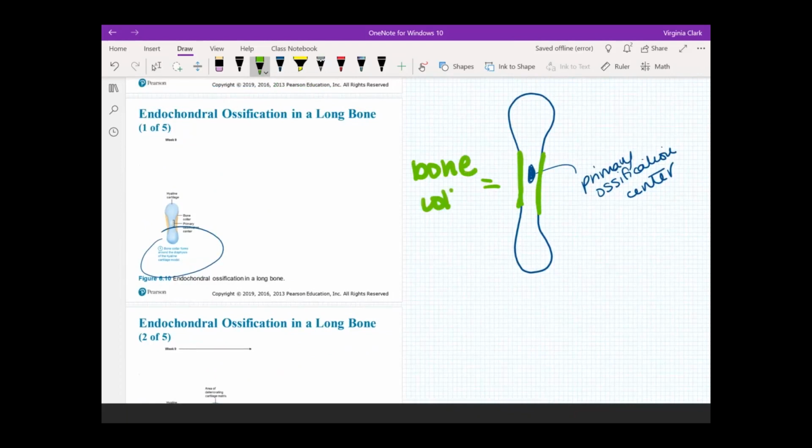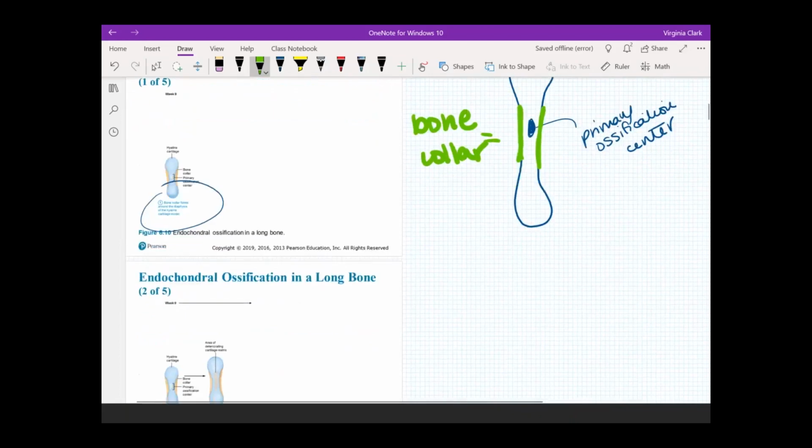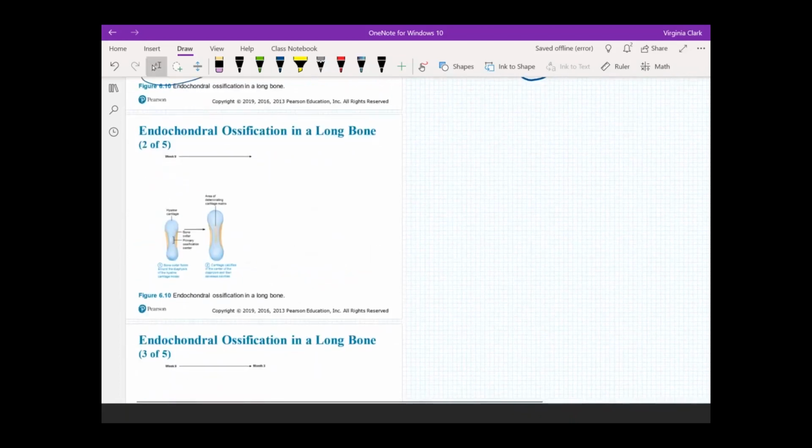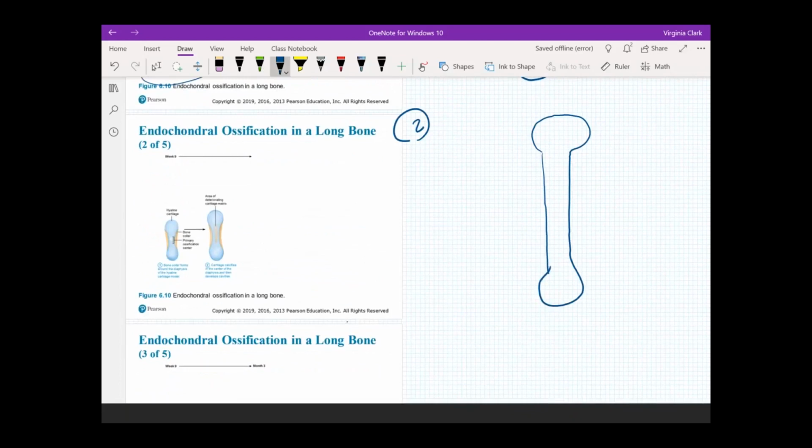So what's happening with this bone collar is we are essentially going to start hardening from the middle, and then we're going to go outward. So what's going to happen in step 2 is with our bone collar, we now have our epiphyses, our diaphyses. We're starting to get this bone collar.